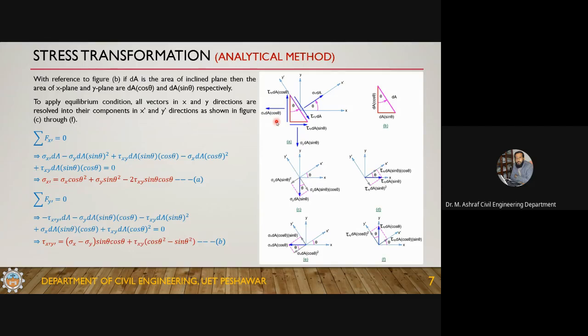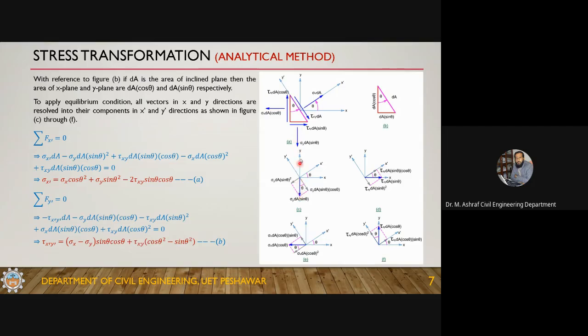Now how to apply it? Some forces are acting in the xy direction and some forces are acting in the x prime and y prime direction. So you will have to bring them into a common frame of reference. To do that, I'm resolving these four xy components along the x prime and y prime directions. I'm resolving these forces into their components along the x prime and y prime directions. Let's first take this one.